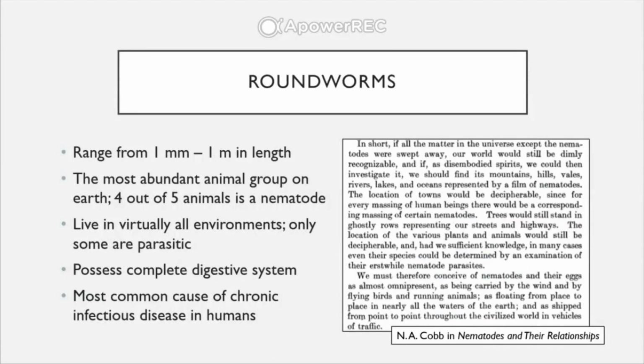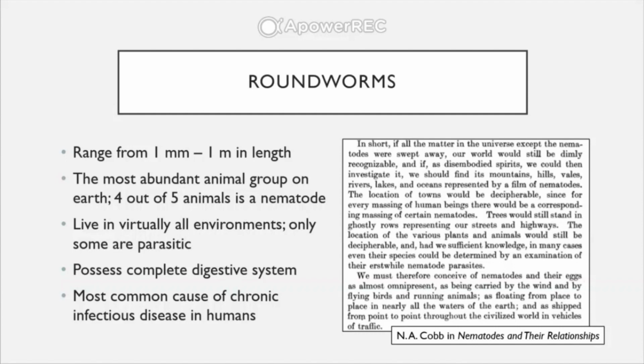Now we have the roundworms, and the roundworms range from 1 millimeter up to 1 meter in length. They are the most abundant animal group on Earth, having 4 out of 5 animals as a nematode, which is a roundworm. They live in virtually all environments, and only some are parasitic. N.A. Cobb had a very interesting description that I have here posted on the right, if you would like to read, about just how common these organisms are.